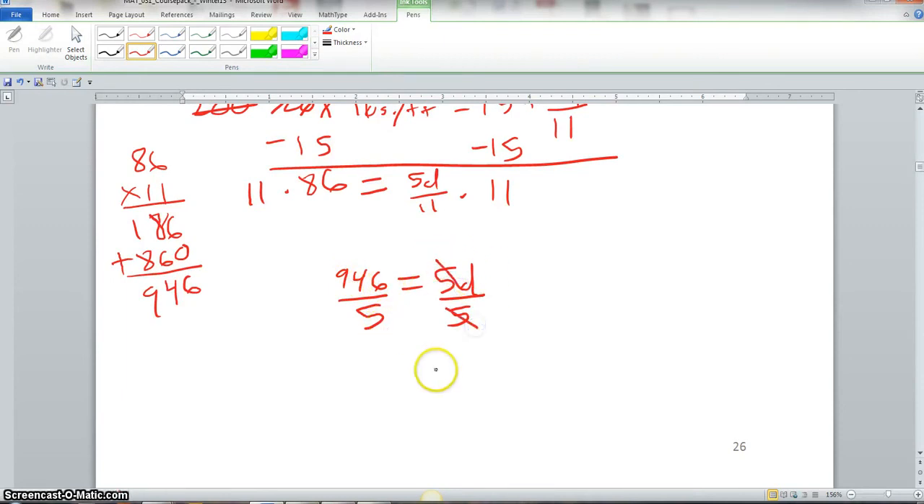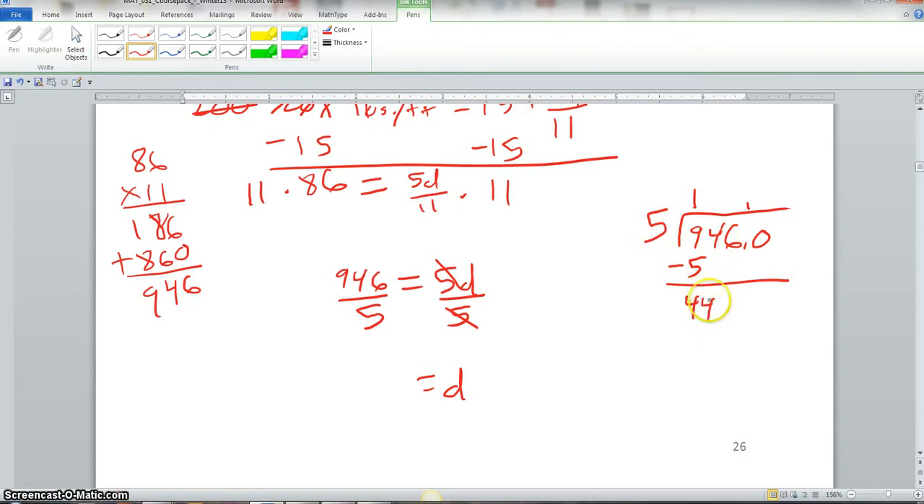Now these 5s will simplify out. And now we would take 5 into 946, and I'll put 0.0. 5 goes into 9 once. So you subtract 9 minus 5, which is 4. You bring down your 4. 5 goes into 44 8 times. 8 times 5 is 40. 44 minus 40 is 4. Bring down your 6. 5 goes into 46 9 times. 9 times 5 is 45. 46 minus 45 is 1. Bring down this 0. 5 goes into 10 twice. We subtract 10, and we're left with no remainder.